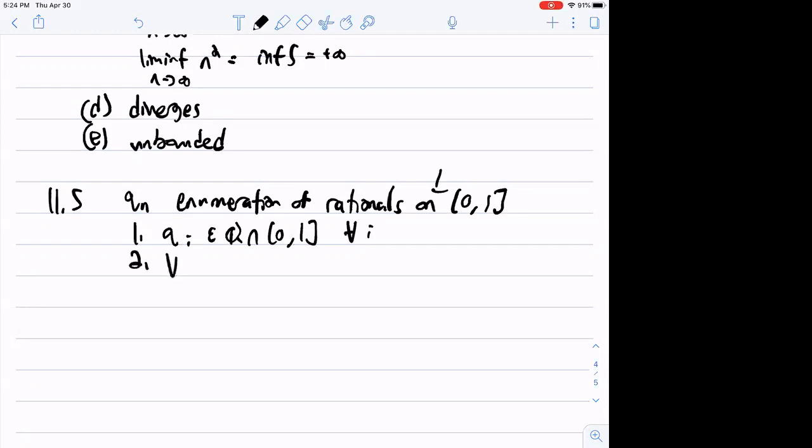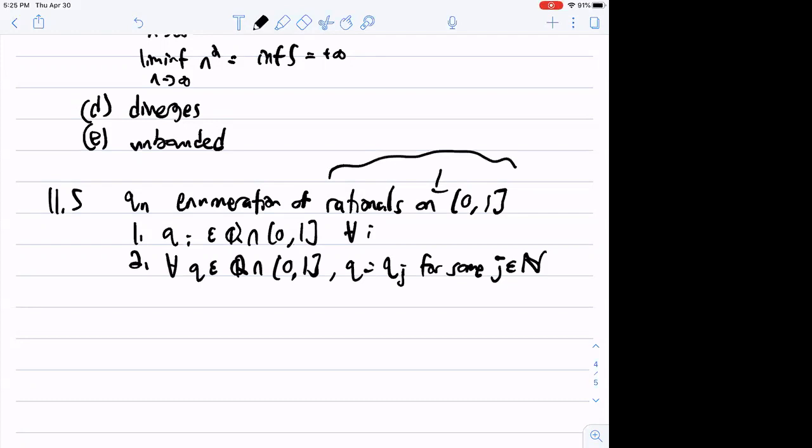And the second part is for all q in Q intersect 0, 1, q is Qj for some j in N. So the second part means every rational number, everything in here, is hit by our sequence. So our sequence covers all rationals on 0, 1. It misses none of it. And the only terms in it are the terms in here.